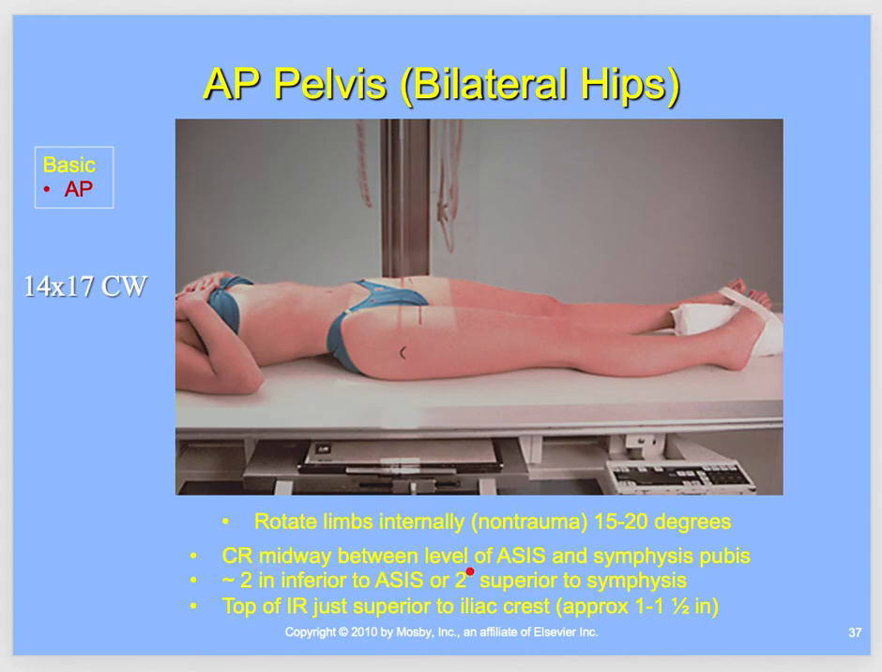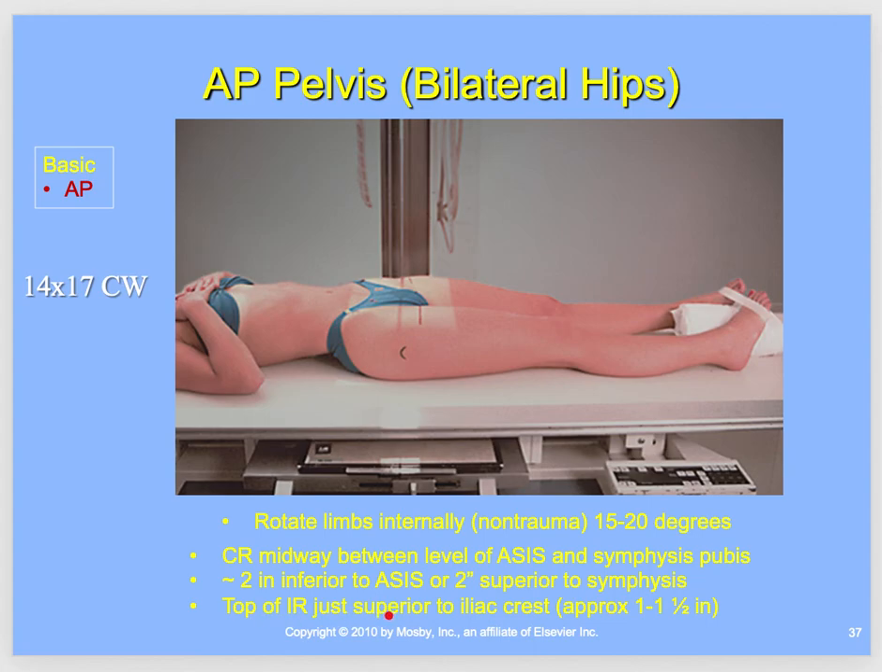Central ray is midway between the level of the ASIS and the symphysis pubis. So ASIS, symphysis pubis, so halfway in between that ASIS and symphysis pubis is where you're going to be. So approximately 2 inches inferior to the ASIS or 2 inches superior to the pubic symphysis. And you can locate that ASIS easier, so ASIS, 2 inches inferior to that.